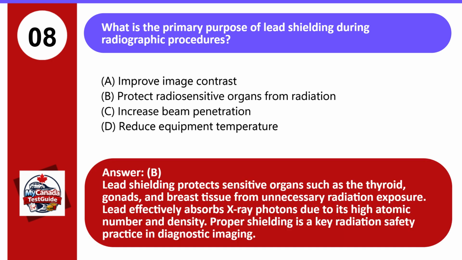Lead shielding protects sensitive organs such as the thyroid, gonads, and breast tissue from unnecessary radiation exposure. Lead effectively absorbs X-ray photons due to its high atomic number and density. Proper shielding is a key radiation safety practice in diagnostic imaging.